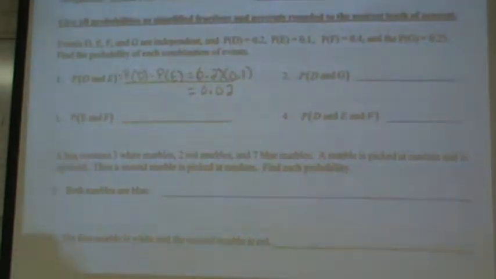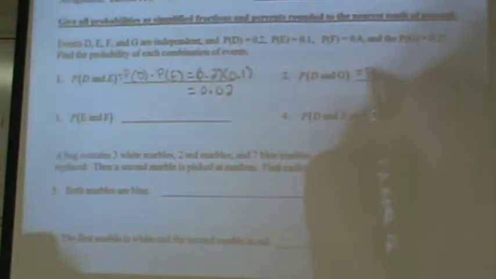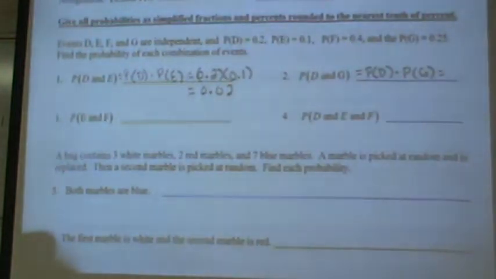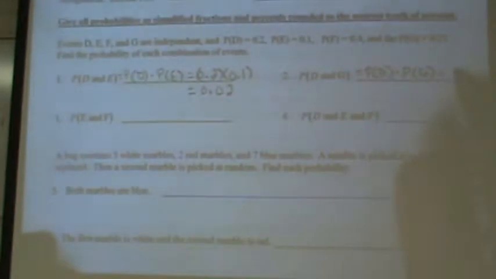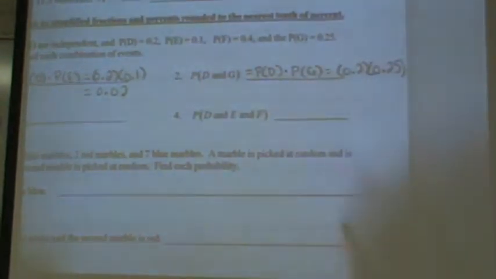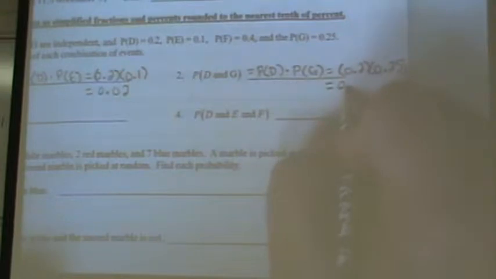Number 2 is finding the probability of D and G. So that equals the probability of D times the probability of G. Our probability for D is 0.2, and our probability for G is 0.25. When we multiply those two out, we get 0.05.